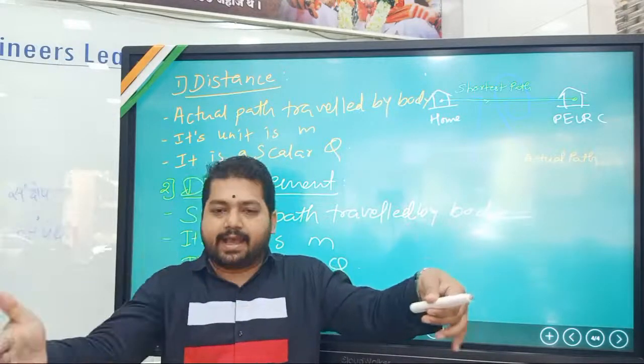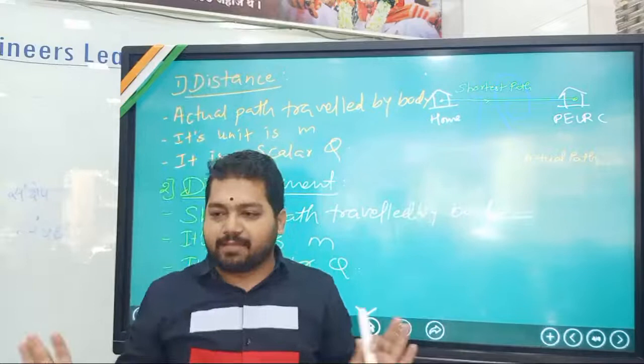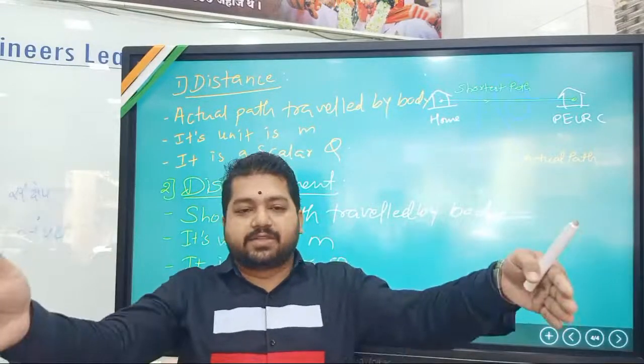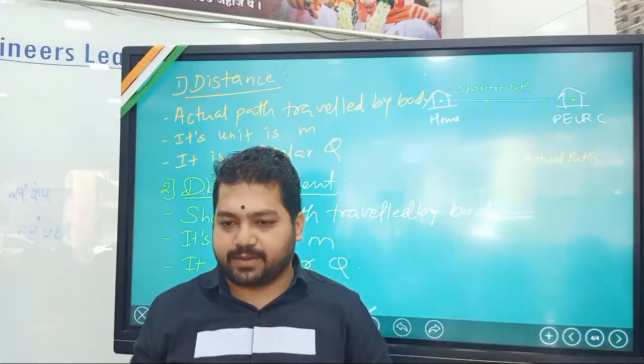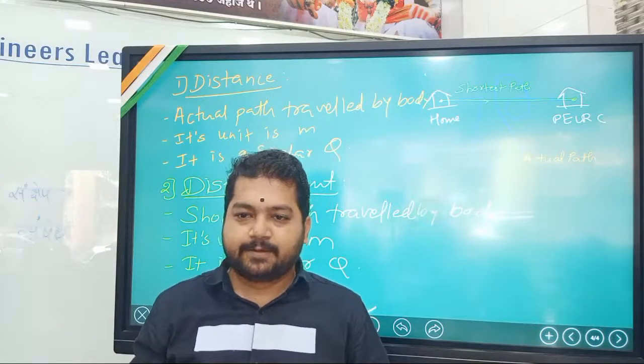यहाँ से यहाँ आया, घूमकर कैसे आया that doesn't matter, but कहाँ से कहाँ गया between these two students, that is shortest path and displacement. Clear? Sure है? Yes.